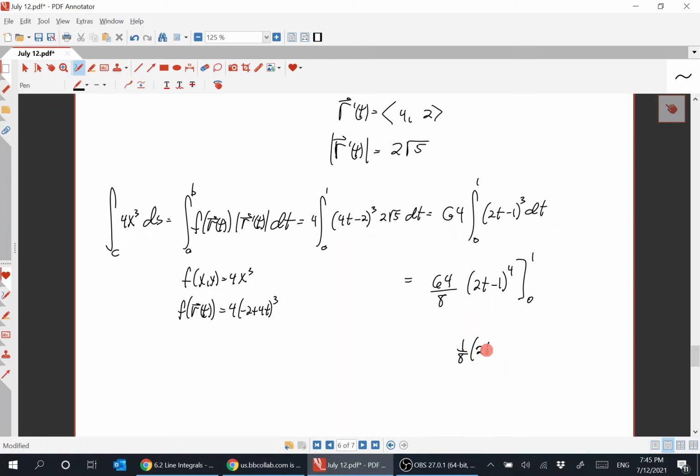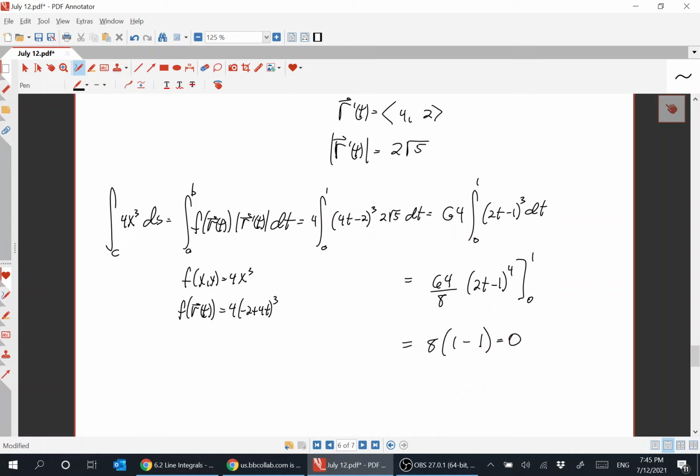1/8 times (2t minus 1) to the fourth. The derivative of this is 4 over 8, (2t minus 1) to the third, times 2. Yeah, that's what it is. So this is equal to 8. And then at 1, you're going to get 2 minus 1 is 1. And then at 0, you're going to get minus 1 to the fourth is 1. Now you get 0.